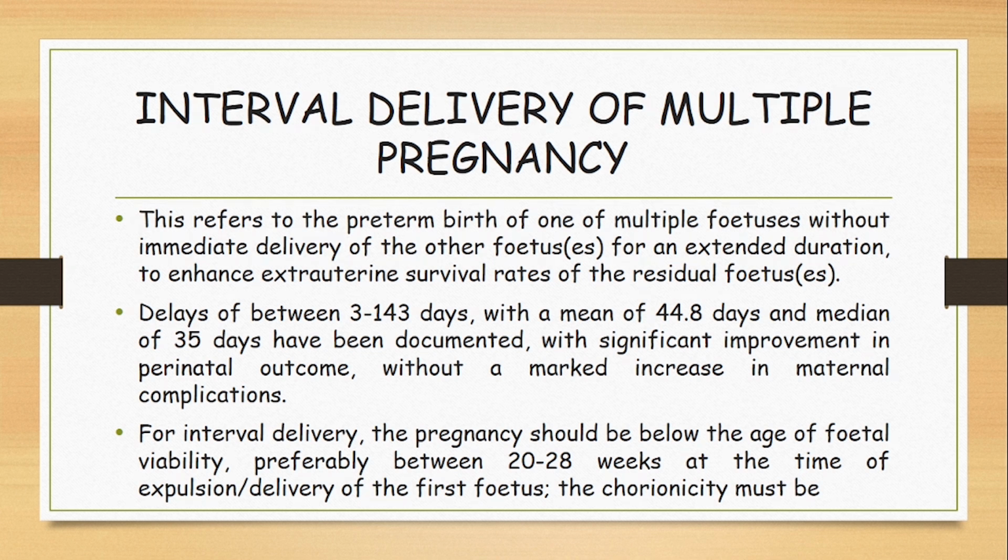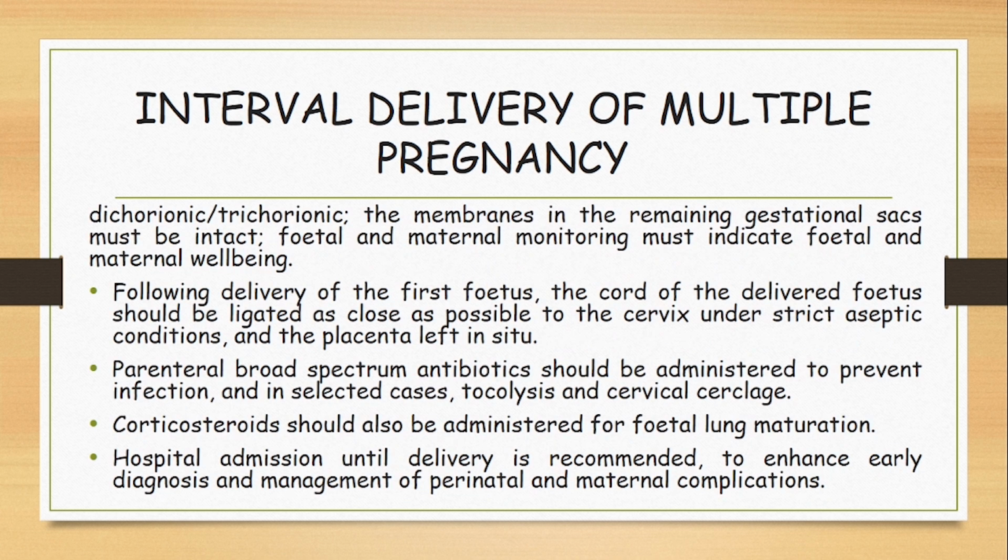For interval delivery, the pregnancy should be below the age of fetal viability, preferably between 20 to 28 weeks at the time of expulsion, delivery of the first fetus. The chorionicity must be dichorionic or trichorionic. The membranes in the remaining gestational sac must be intact, and fetal and maternal monitoring must indicate fetal and maternal well-being. Following delivery of the first fetus, the cord of the delivered fetus should be ligated as close as possible to the cervix under strict aseptic conditions, and the placenta left in situ.